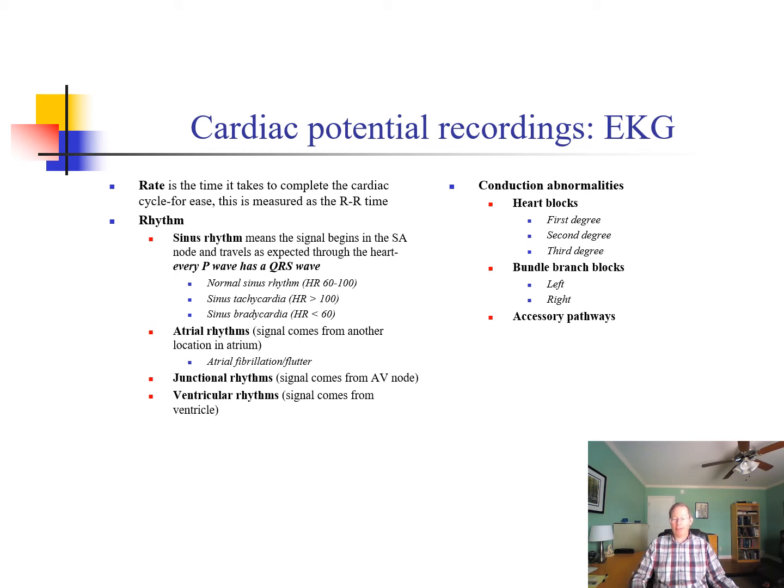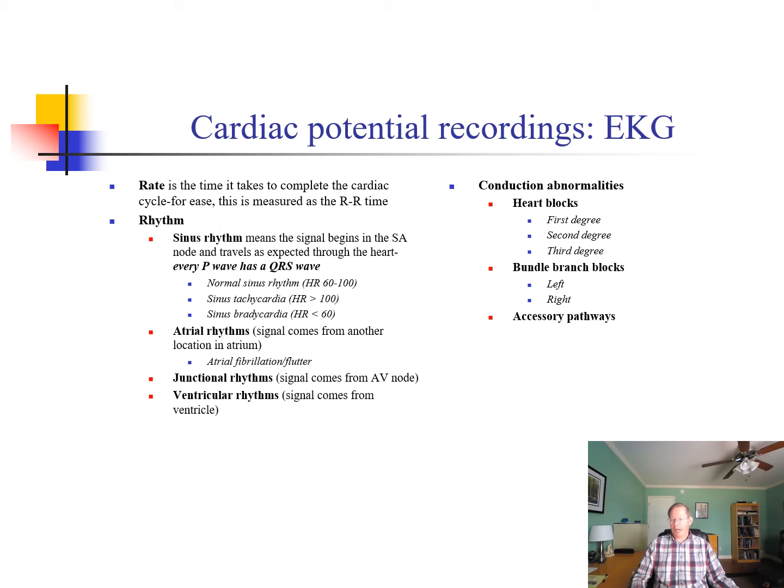I also have the possibility of having what are called junctional rhythms. The junctional rhythms come from the AV node, not from the sinus node, and they look different. And then there are ventricular rhythms where the signal originates from the ventricle, and these also look different.